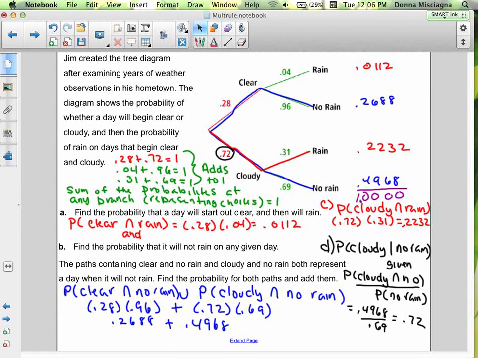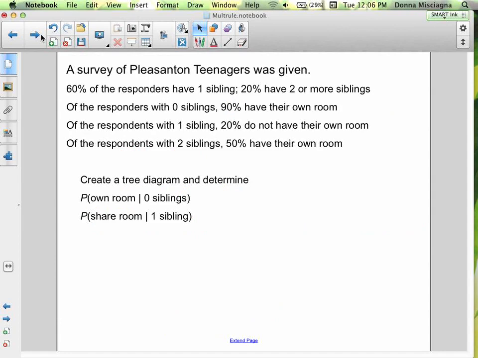All right, so that's enough of this tree diagram. Let's do another tree diagram. So we have a survey of Pleasanton teenagers. 60% of the responders have one sibling. 20% have two or more.